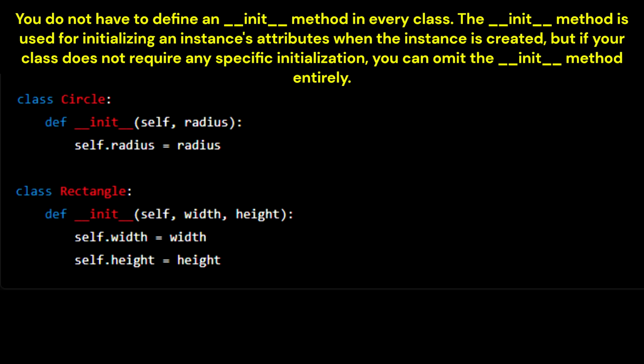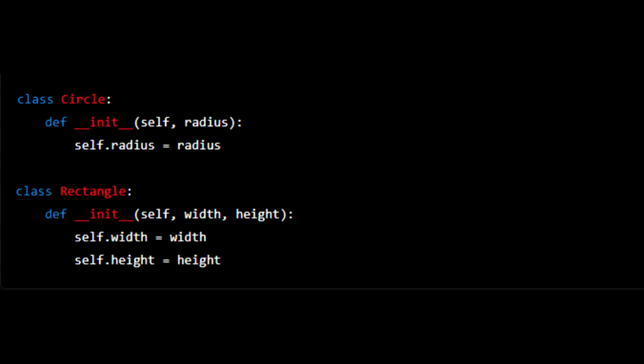You do not have to define an __init__ method in every class. The __init__ method is used for initializing an instance's attributes when the instance is created, but if your class does not require any specific initialization, you can omit the __init__ method entirely. In such cases, the class will still work, but it won't have any custom initialization logic.